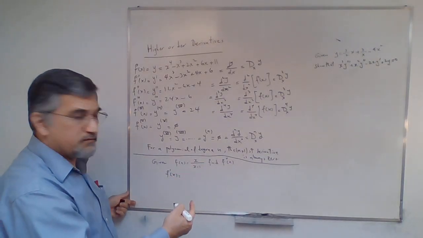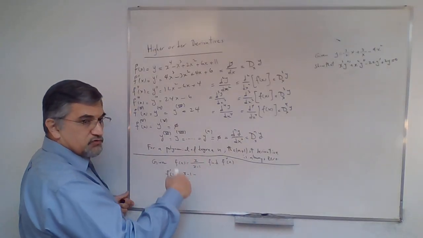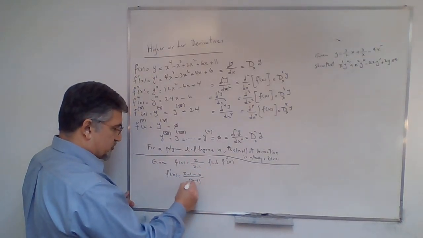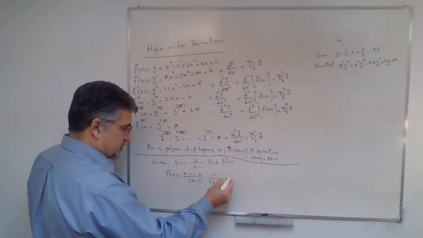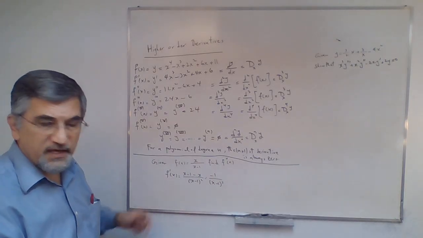u prime times the bottom, which is x minus 1, minus the derivative of the bottom, which is 1, times the top, over the bottom squared. If I simplify, I get negative 1 over x minus 1 all squared. So this is the first derivative. I applied the quotient rule to find the answer.